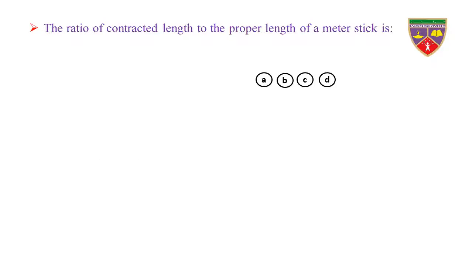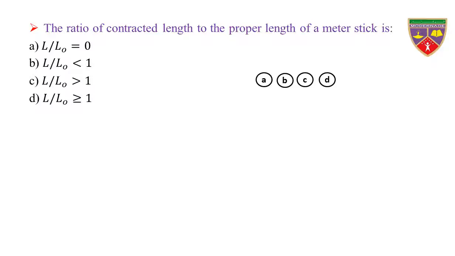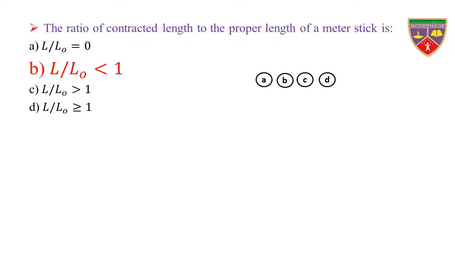The ratio of contracted length to the proper length of a meter stick is: option A, L to L naught is equal to 0; option B, L to L naught less than 1; option C, L to L naught greater than 1; option D, L to L naught greater than or equal to 1. The key is L to L naught less than 1. Therefore, the correct option is B.